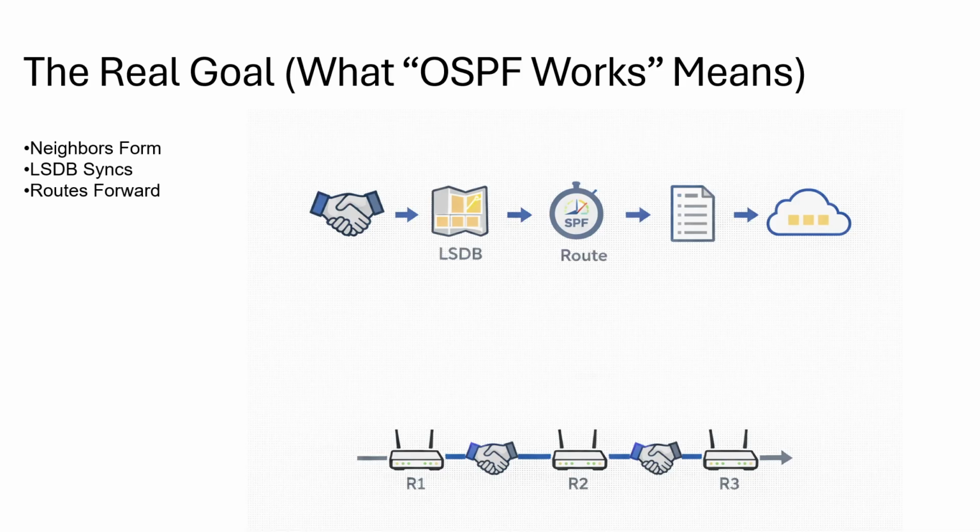So the goal is not OSPF is on. The goal is OSPF participates on the correct links, forms neighbor relationships only where intended, and exchanges topology with each other, and that produces correct routes. Everything we discuss today is in service of that.